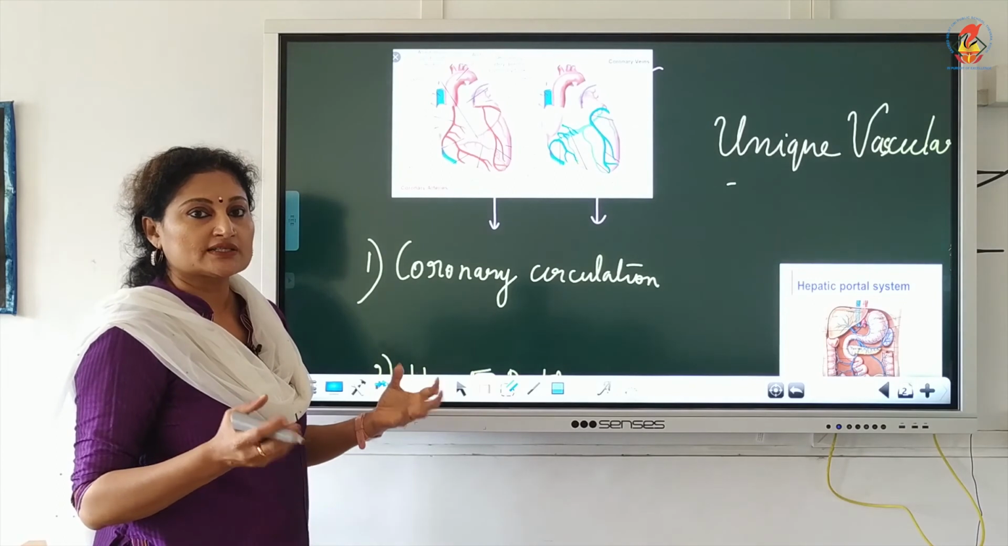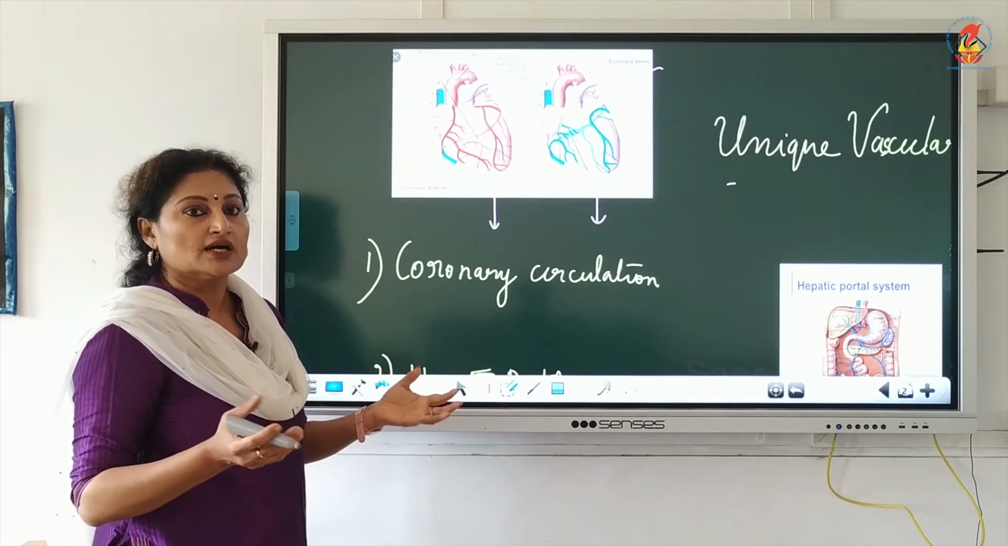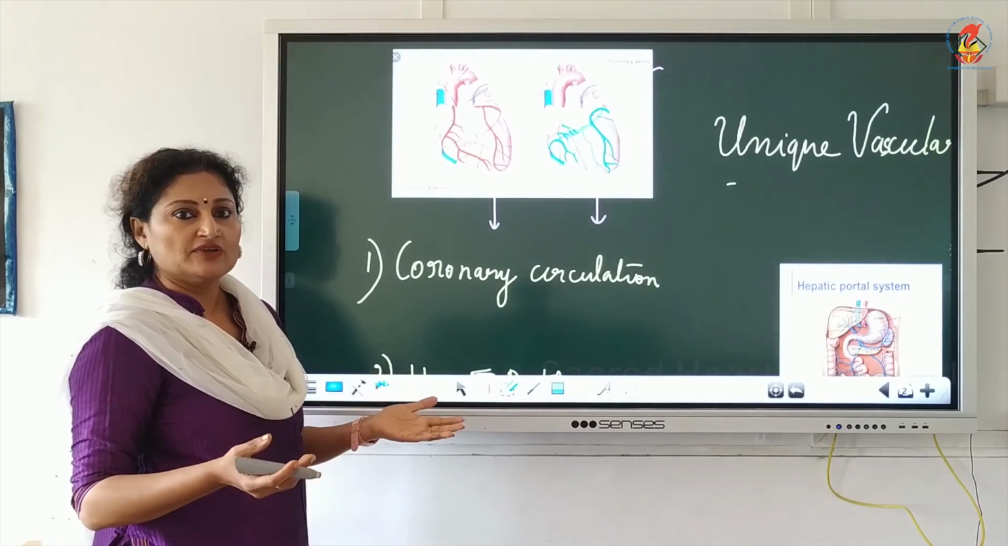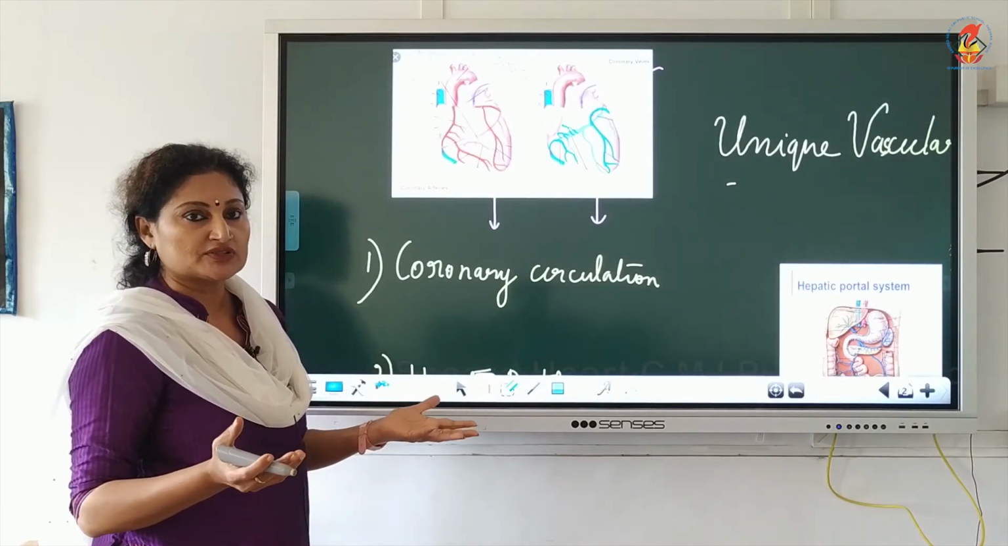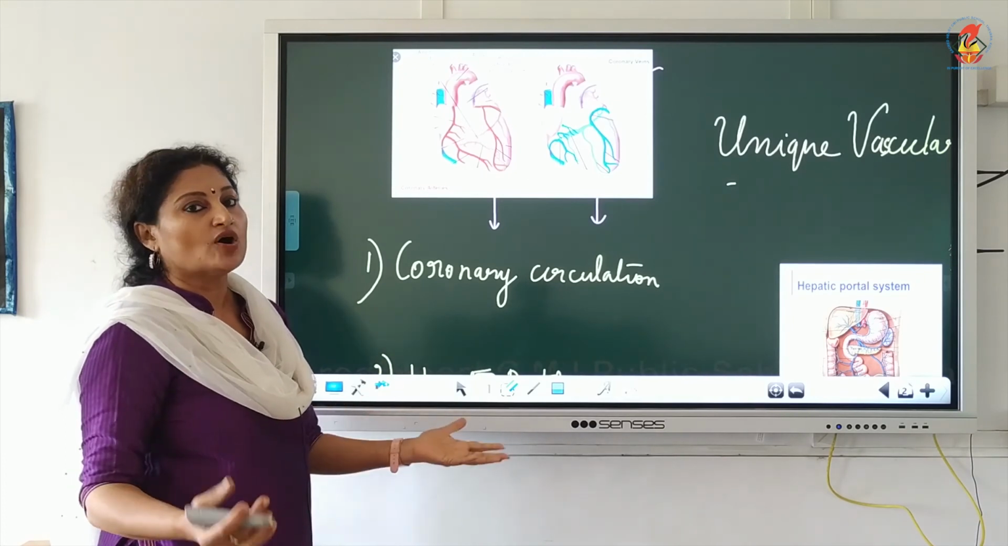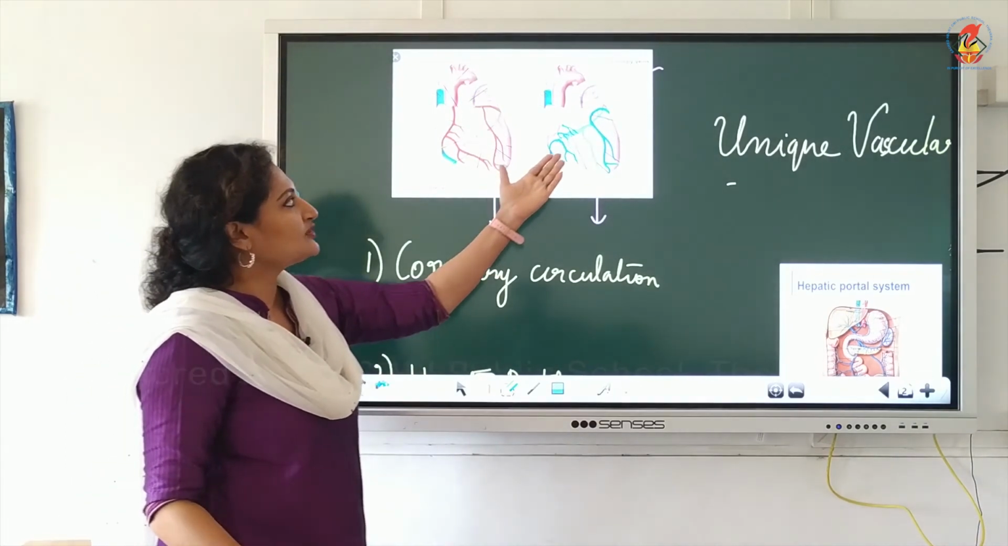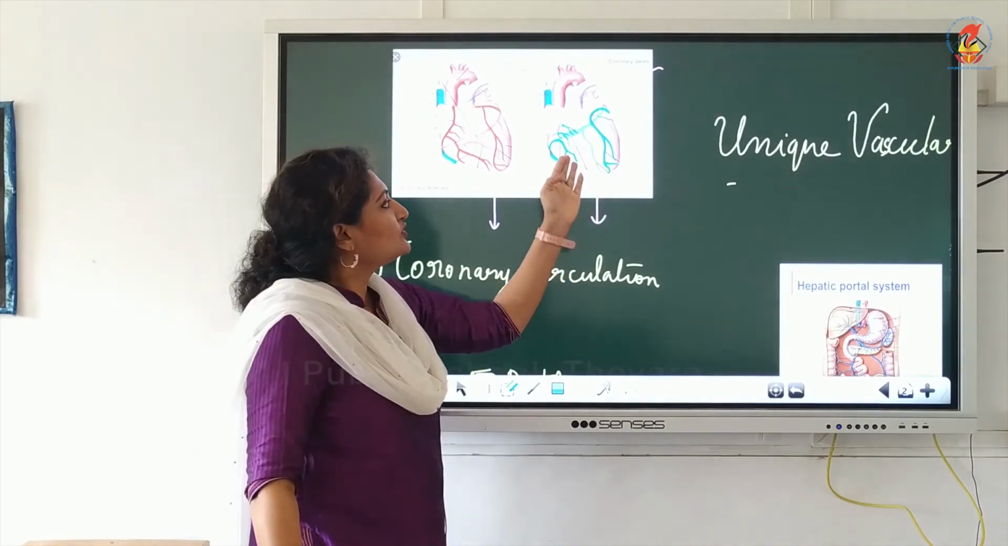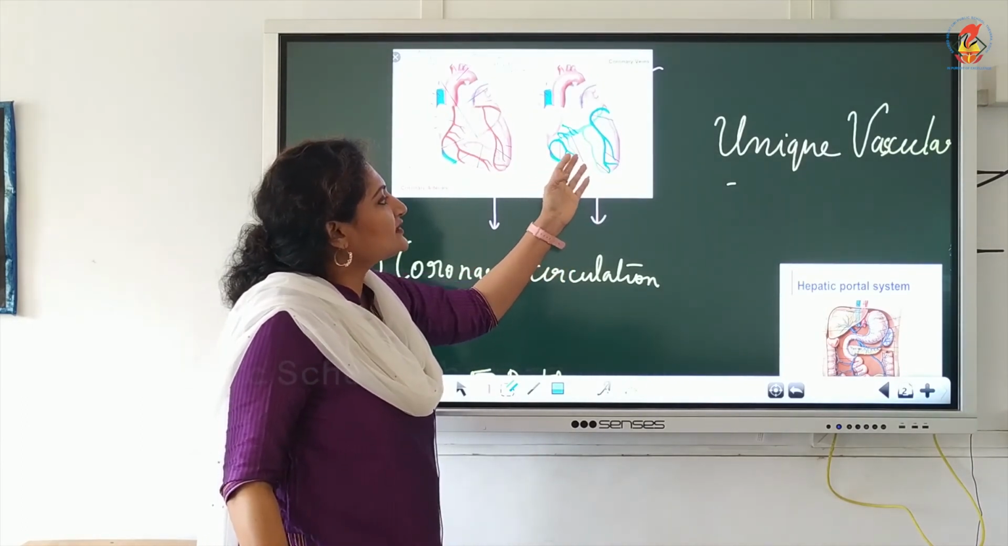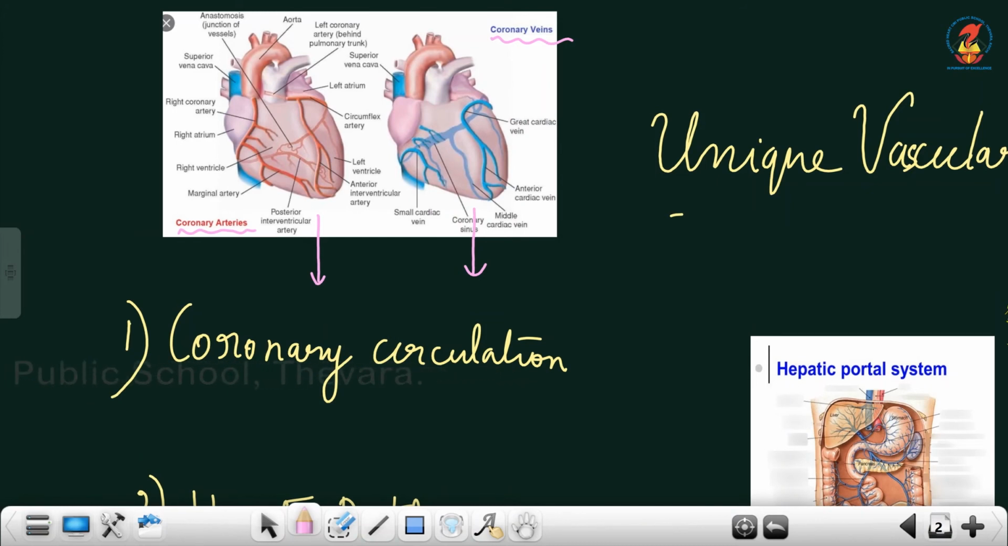Then what happens, the cardiac cells, the muscle cells, undertake cellular respiration, and the byproduct is carbon dioxide. Now there should be a system to get rid of this deoxygenated blood. So this warrants the coronary veins, which is indicated in blue. The coronary veins drain this deoxygenated blood back to the heart. So the system of blood vessels which supplies oxygenated blood to the cardiac musculature is the coronary artery, and the system of blood vessels that drain the deoxygenated blood from the heart is the coronary veins.